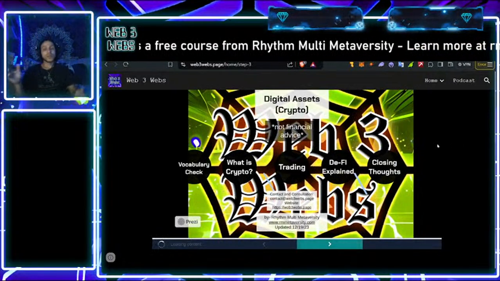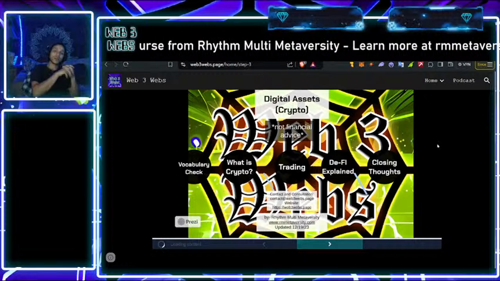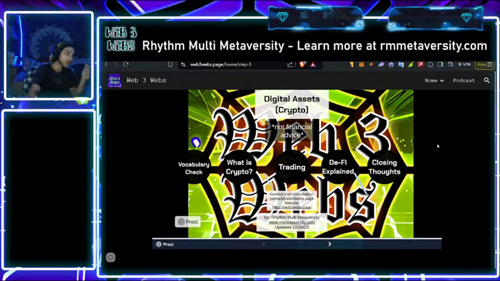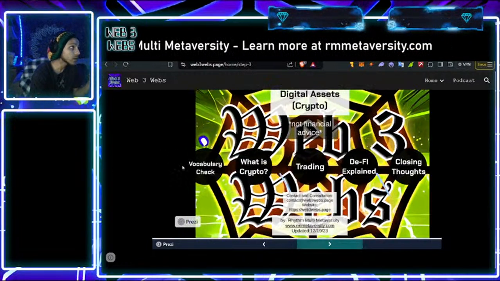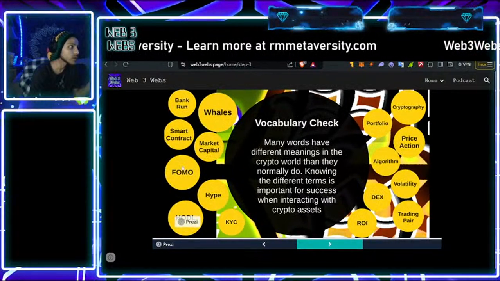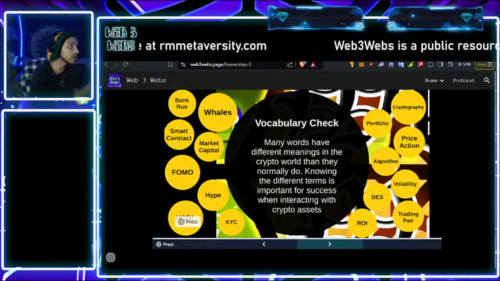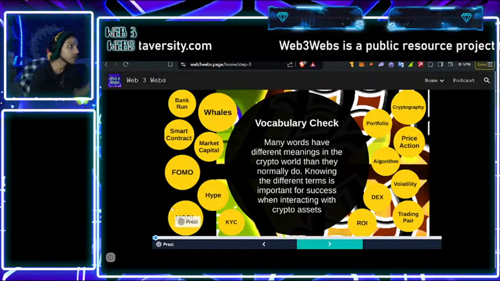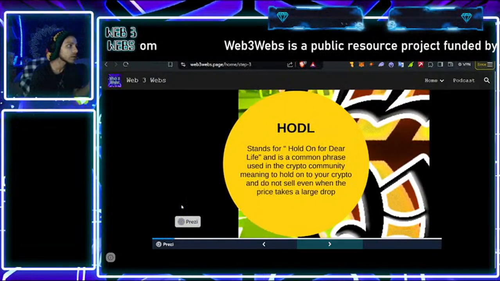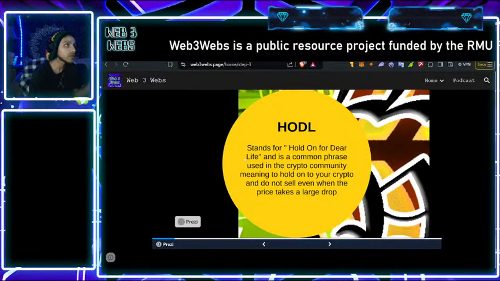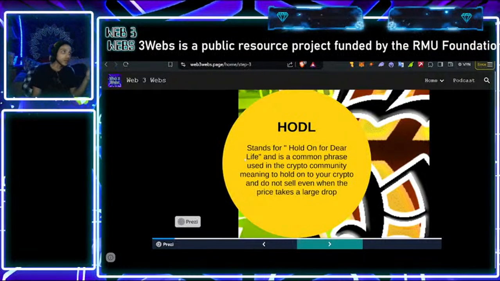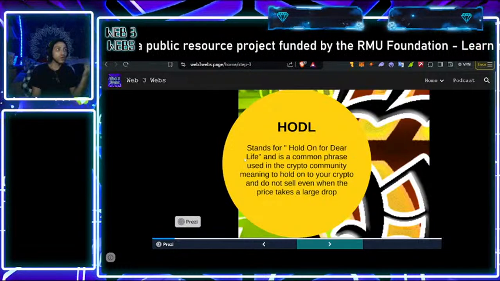So this is the third presentation, digital assets, going into things like crypto. We're going to go into, I think we already did a lot of vocabularies. We left off, so HODL, we finished up on, which stands for Hold On for Dear Life. It's a common phrase in the crypto community. Hold on to your crypto.